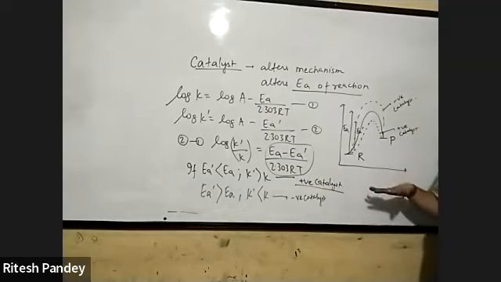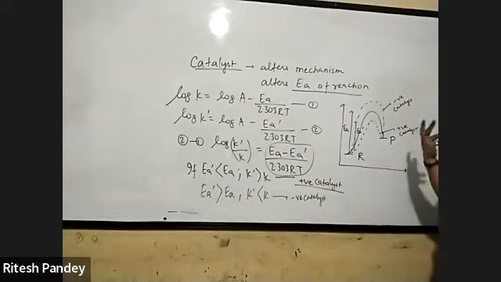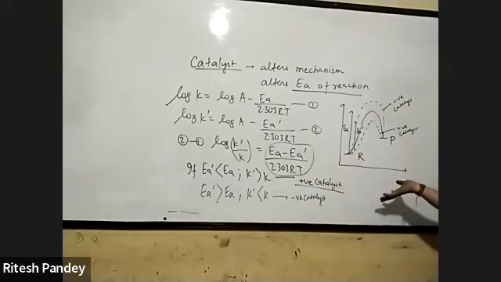Just in case a process needs to be slowed down, you want to do it at a lower rate, you might want to use a catalyst which is called a negative catalyst.